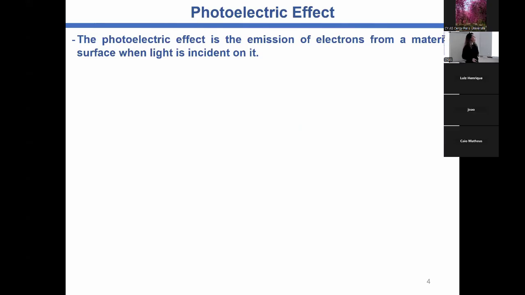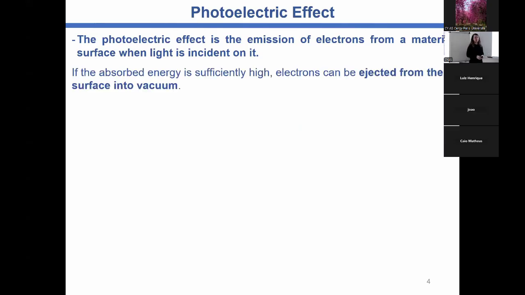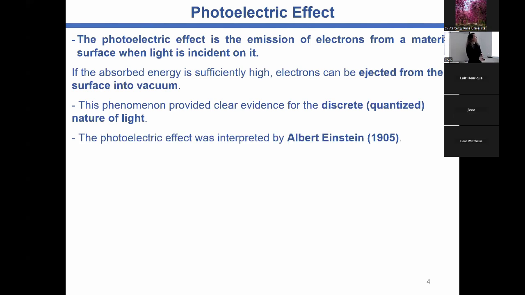So the first experiment that historically started quantum mechanics was the photoelectric effect. The photoelectric effect is the interaction of light with matter. So we must understand how light interacts with matter, and this effect is the correlation between the emission of electrons from the material and the light that is incident on it.